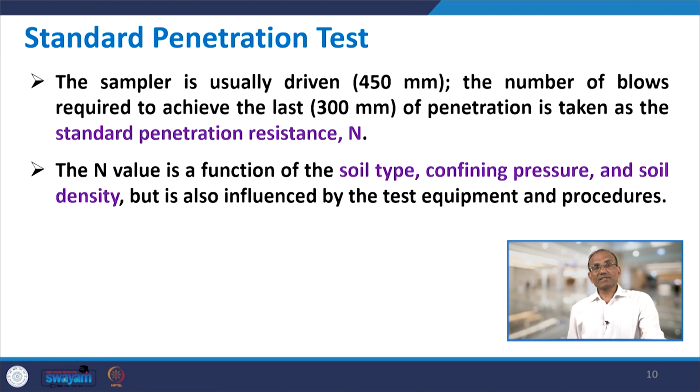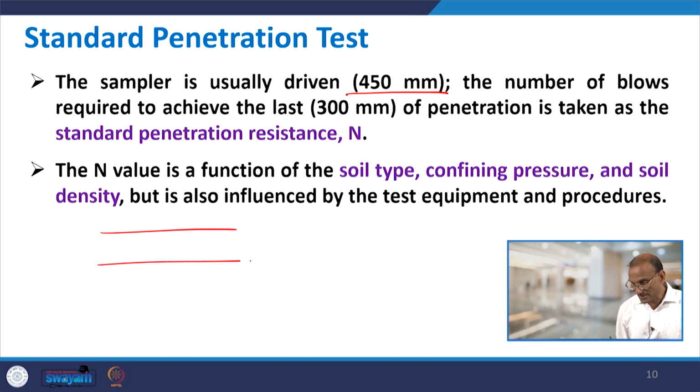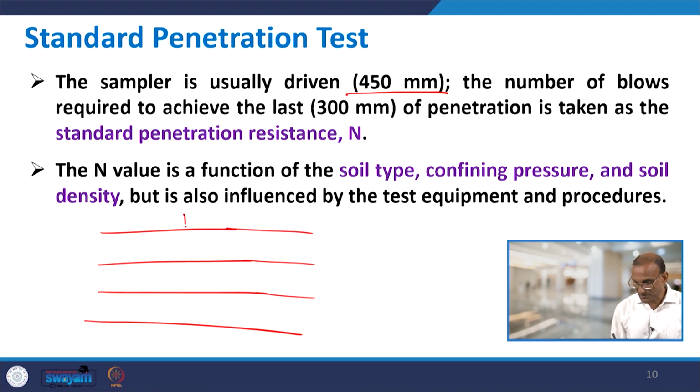The sampler is usually driven 450 mm. The number of blows required to achieve the last 300 mm of penetration is taken as the standard penetration resistance N. So, when we penetrate, what is done in this SPT is you drive your sampler to a total depth of 450 mm, and this depth of 450 mm is divided into 3 layers, each layer of 150 mm. So, this is 3 layers. I start from the top and this is 150 mm, then another 150 mm, that is 15 centimeter, and the last one is another 150 mm.